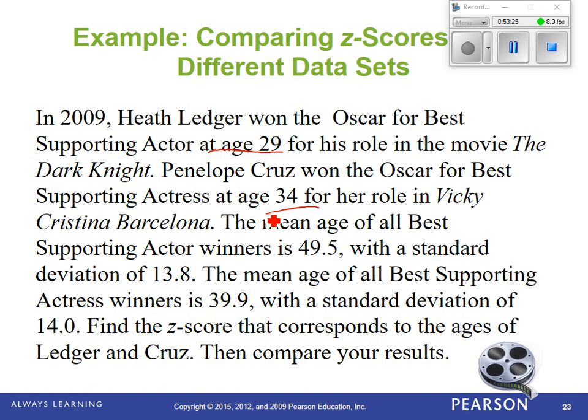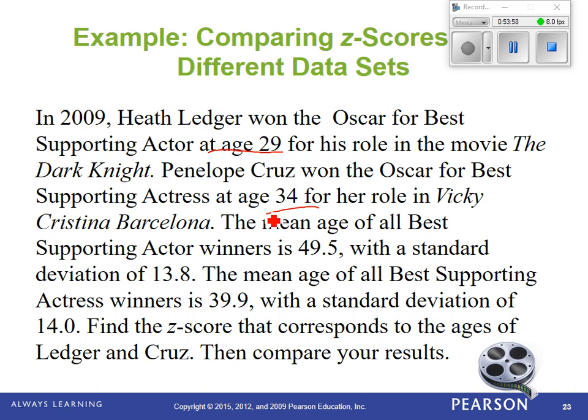It says explain, and this one I would want you to explain. Which one do you think was more impressive, Heath's or Penelope's? How come? Alright, he's farther away from the mean. The farther away you get from the mean, remember, the more unusual things are. So it was more unusual that he won at his age than Penelope won at her age.